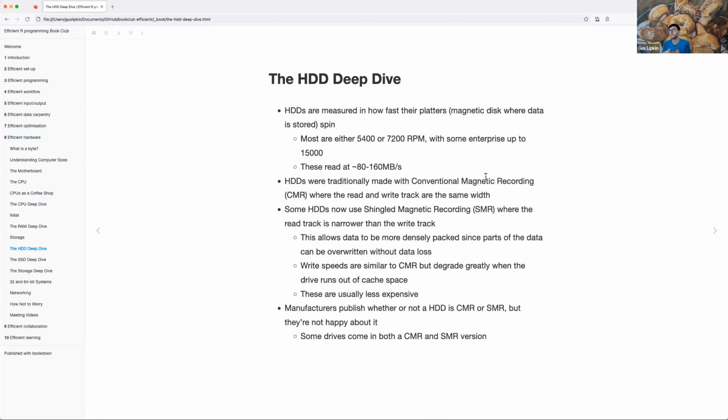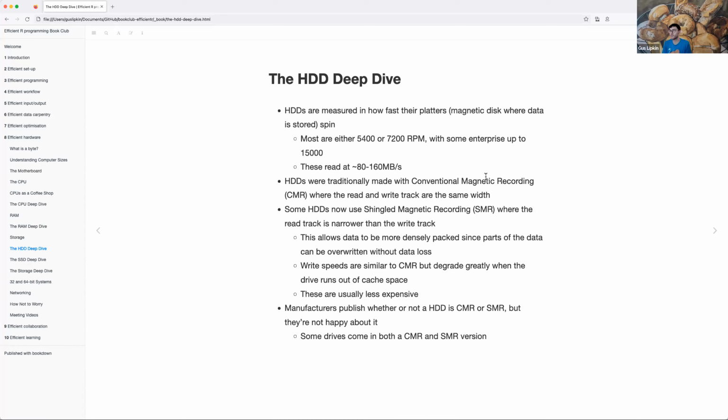But the write speeds at first are similar to the conventional drives, but it degrades a lot when you run out of cache space. And these drives are usually less expensive. And so if you have some workflow that requires writing a large amount of data, then accidentally purchasing a shingled magnetic drive would really slow things down, essentially to a crawl.